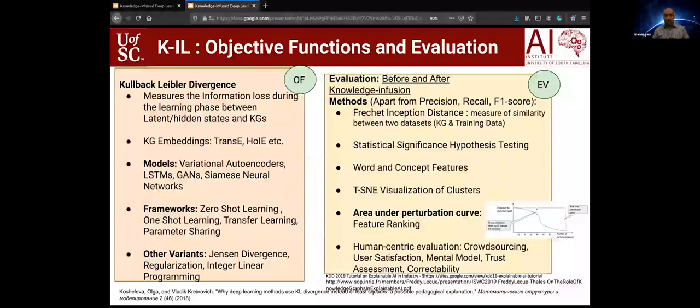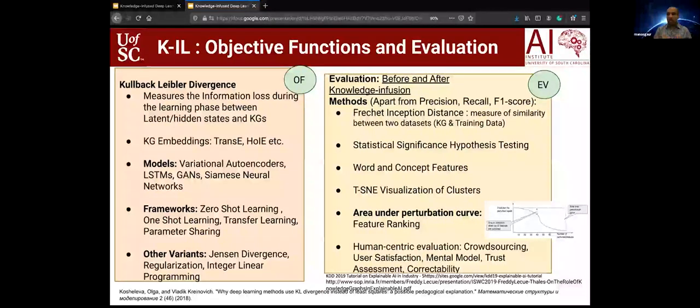And there's another way, through integer linear programming. In terms of the evaluations, apart from precision, recall and F-score, which are traditional, the Fréchet inception distance is also another measure to check the similarity between your training data and the knowledge graph, and that guides your learning process. Hypothesis testing is still another way of evaluating. Word and concept feature maps through t-SNE is another way of representing. And another interesting one that we used in our recent work was the area under the perturbation curve, which basically gives you a better feature ranking.